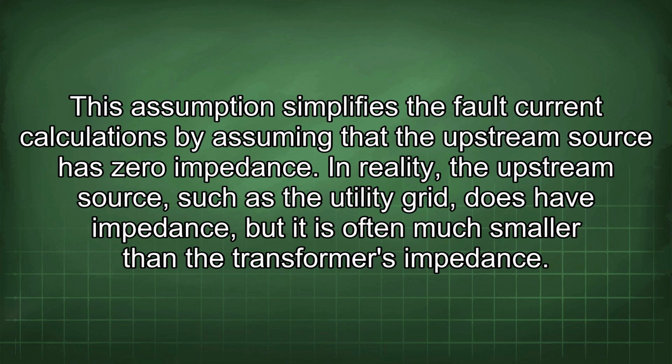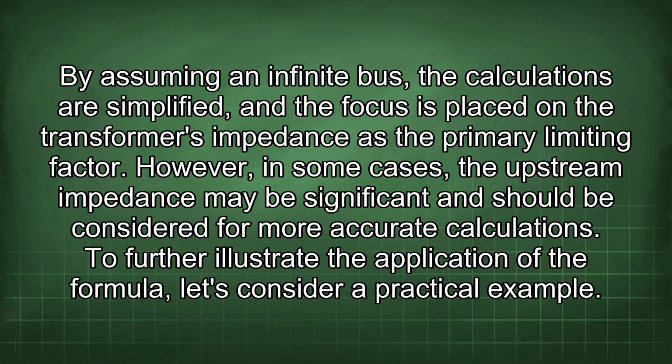In reality, the upstream source, such as the utility grid, does have impedance, but it is often much smaller than the transformer's impedance. By assuming an infinite bus, the calculations are simplified and the focus is placed on the transformer's impedance as the primary limiting factor. However, in some cases, the upstream impedance may be significant and should be considered for more accurate calculations.